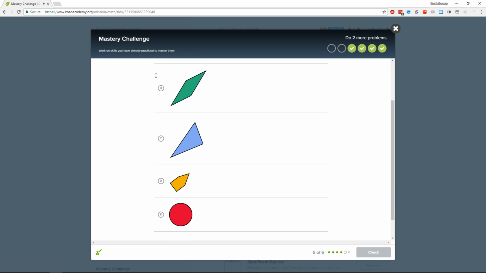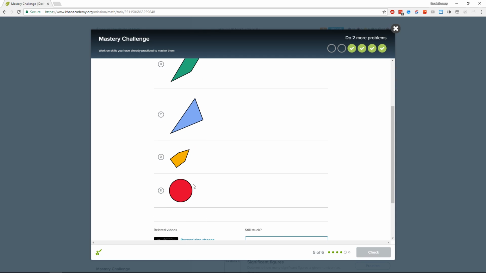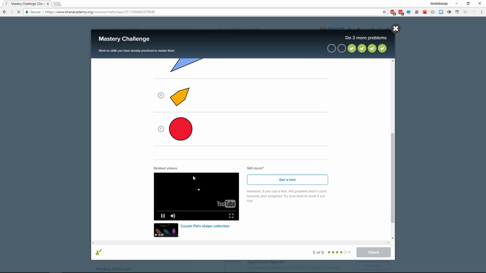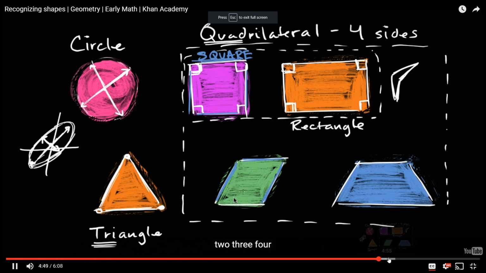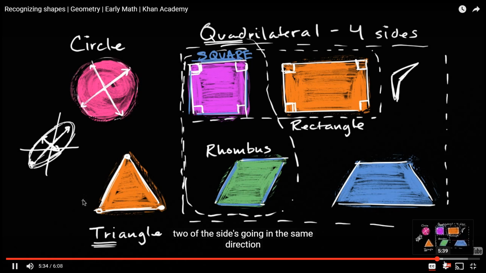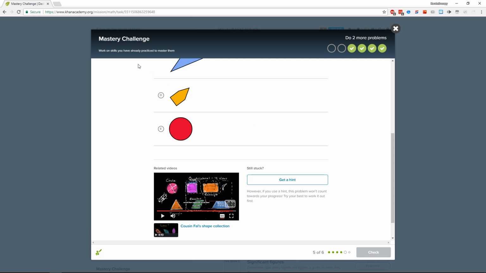Which of these are quadrilaterals? If I remember right, it's... I have a bunch of shapes here. Let's think about 4, 3. Quadrilaterals have 4 sides: squares, rectangles, rhombuses, and trapezoids.